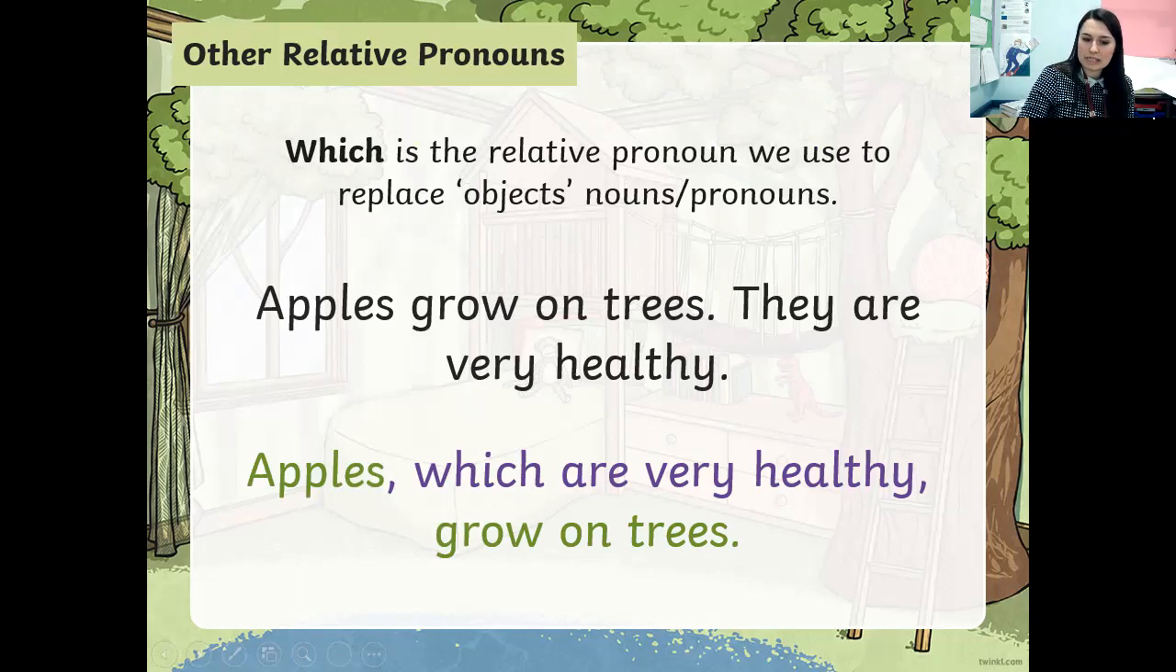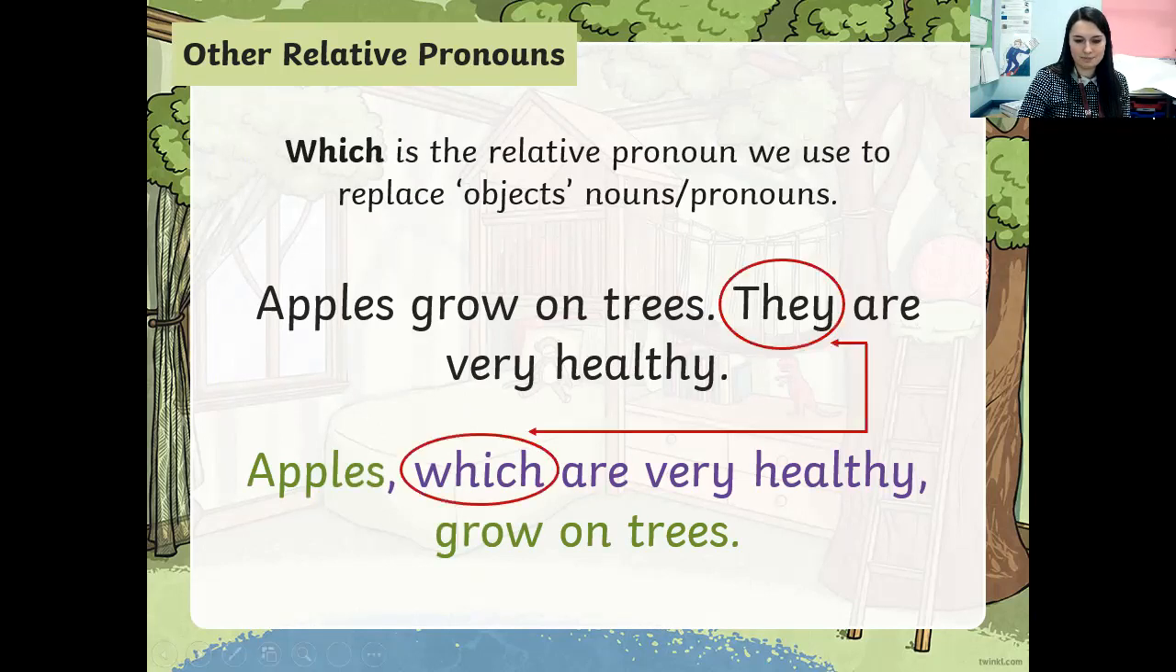So my main clause is still there in green. I've used commas as parenthesis to drop in this extra clause, and I've changed the they to which. Apples, which are very healthy, grow on trees.